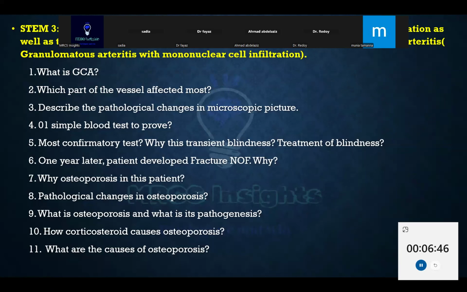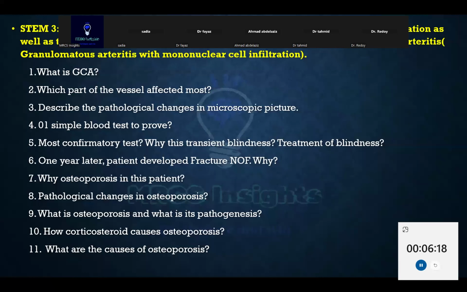Can you tell me the treatment of this blindness? Once the patient has blindness, we should commence methylprednisolone, 60 milligrams per day. Okay, now come to the next question. One year later, the patient developed a fracture of the neck of femur. Why? She is most probably having osteoporosis.